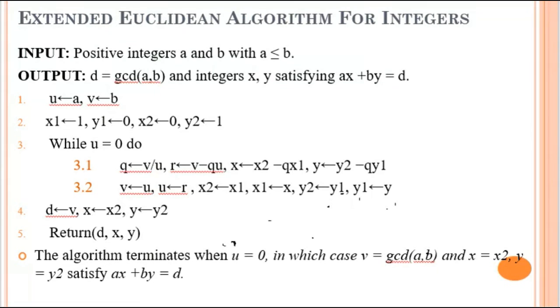function. Now next is the extended Euclidean algorithm for integers. The extended Euclidean algorithm is required to calculate the modular inverse of any number. So here are the input and output values. The input is positive integers a and b with a less than or equal to b, and the output is d equal to the greatest common divisor of a and b, and integers x, y satisfying the equation ax plus by equals d. Then the extended Euclidean algorithm will be solved.